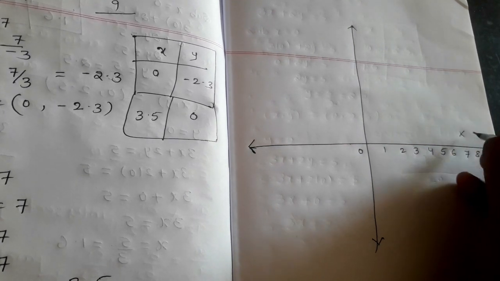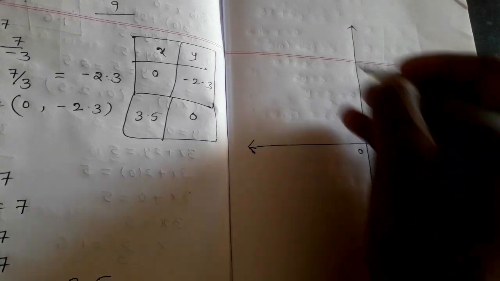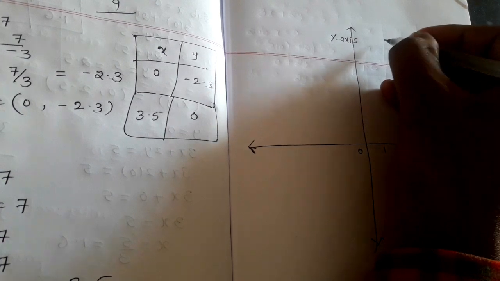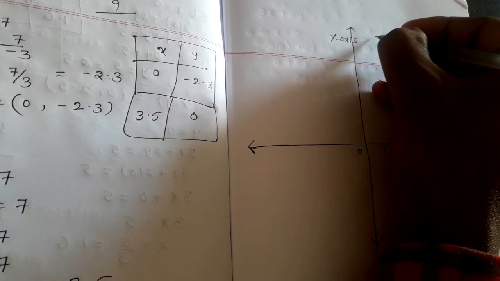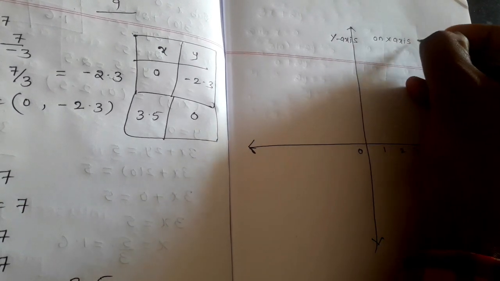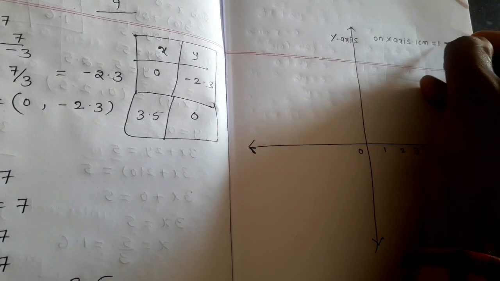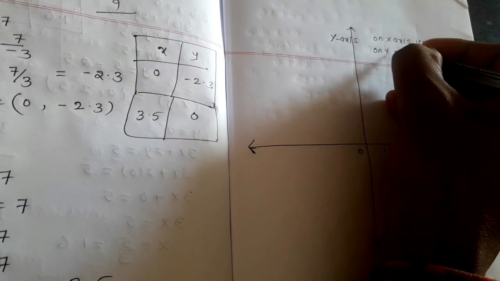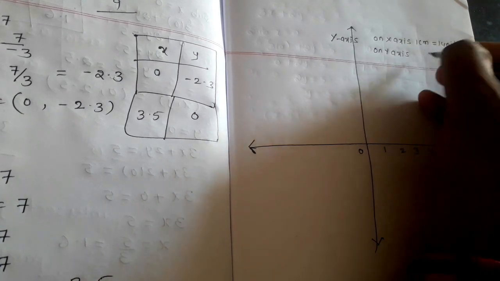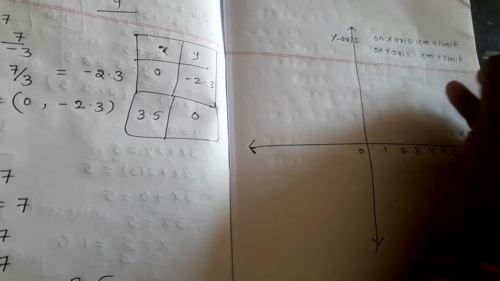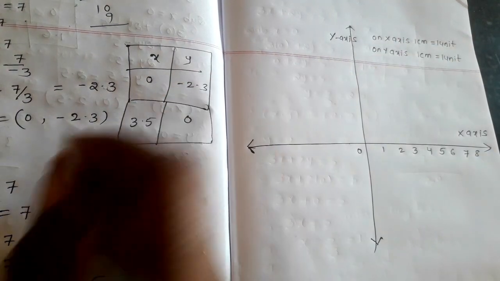This is the x-axis. So this is the y-axis. Take a scale. So on the x-axis, what is the measurement you are taking? On the x-axis, 1 centimeter is equal to 1 unit I am taking. On the y-axis also, 1 centimeter is equal to 1 unit. Why? Because small values are there. That's what I am taking.